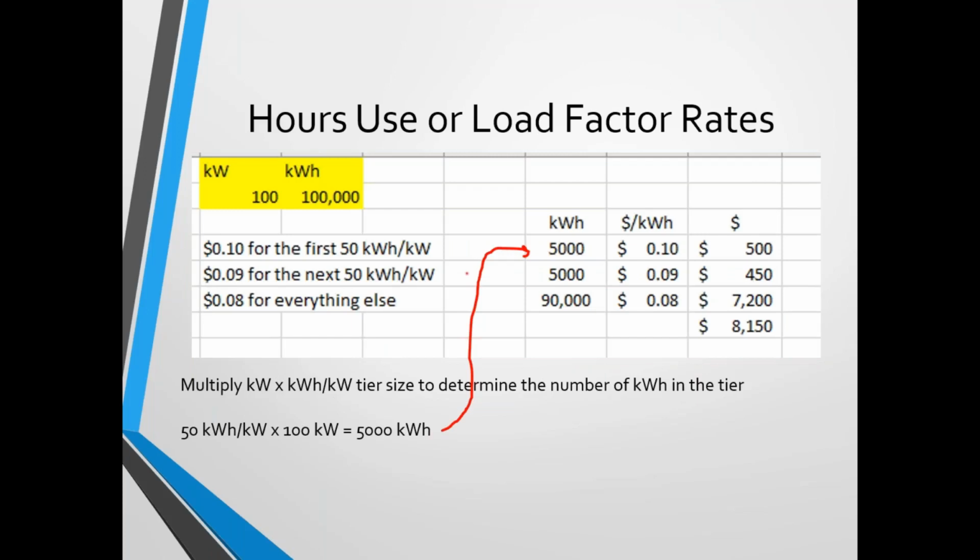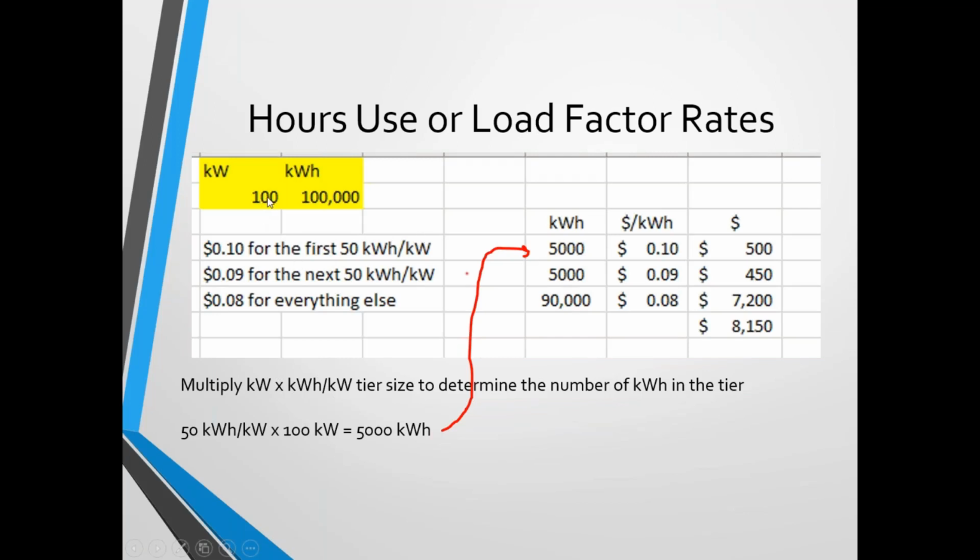So instead of saying 10 cents for the first, they might say 10 cents for the first 50 hours use. They mean the same thing, okay? And the way to do this is, it took me, I think, 2 hours to figure this out the first time I did it. So it says 50 kilowatt hours per kilowatt. So what I do is I take this 50 and I multiply it by my demand. So 50 times my demand, that's down here, is going to give me 5,000. I think that's right. And so that is the tier size in kilowatt hours. Okay, so that's what this means.